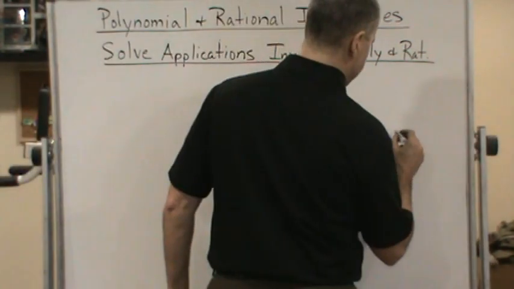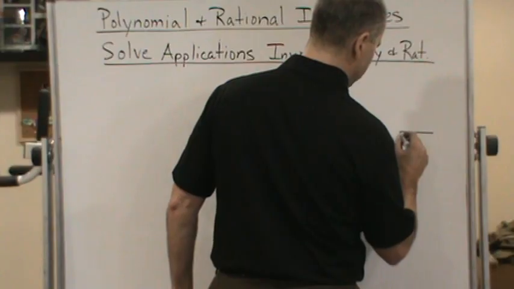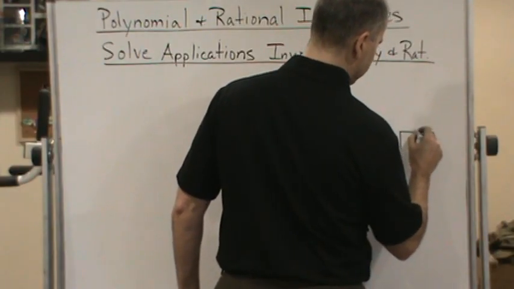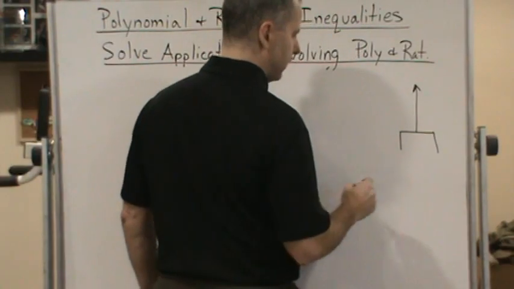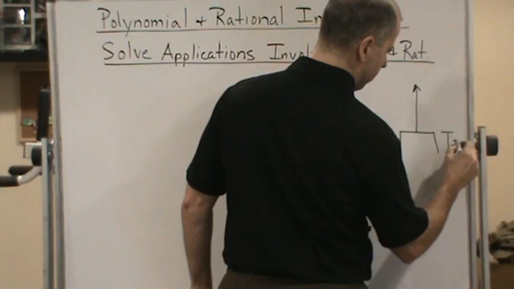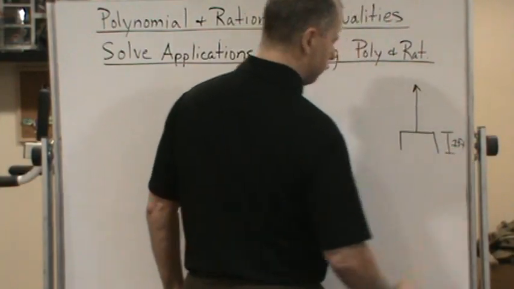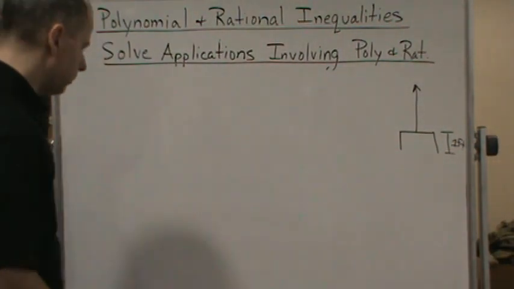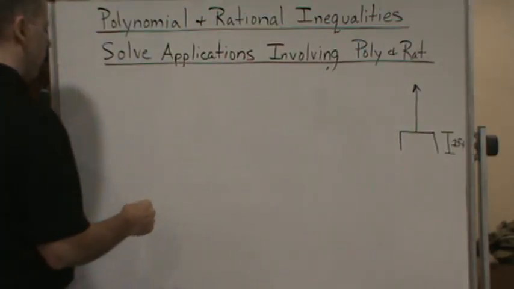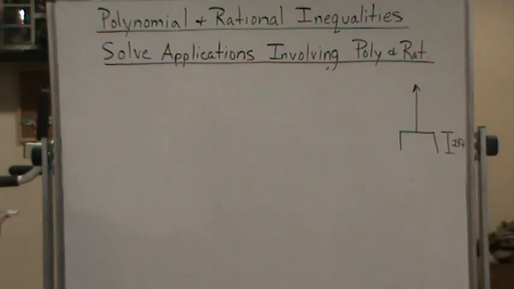Okay, so here's what we got. We've got a rocket on a platform and it's being shot up in the air. The platform is 1 foot above the ground, and it's being shot up with an initial speed, or velocity, of 64 feet per second.